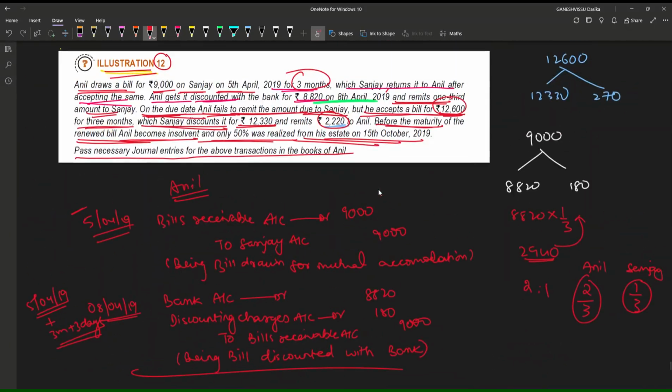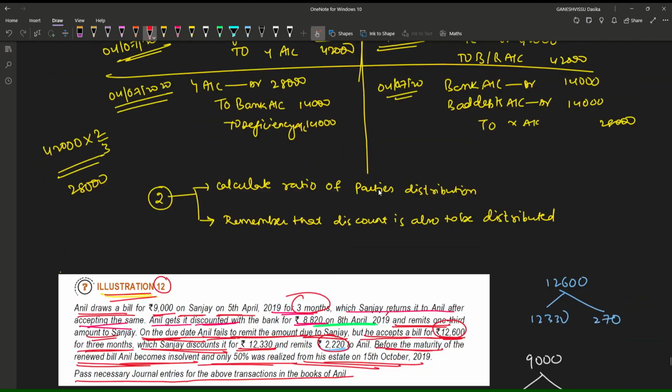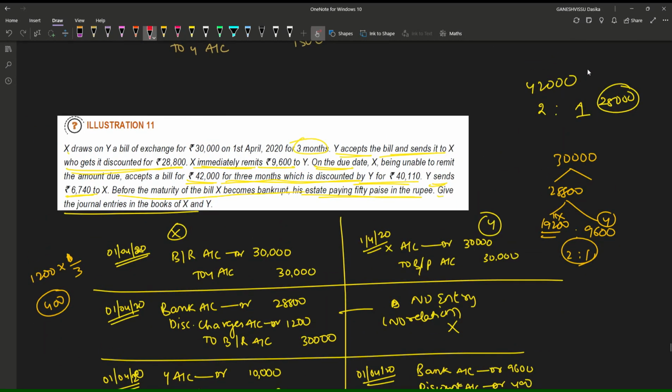So now we have passed the entries in the books of Anil also, with which we have completed our bills of exchange topic. We have completed all the illustrations and also all the practical questions.